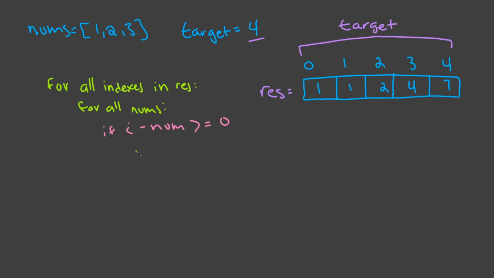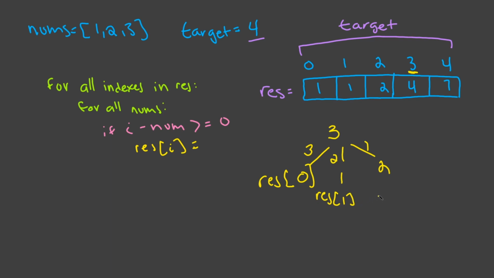So now that we have that, what do we want to do? Well, we know we want to update our results at our current iteration, but what do we want to update it to? Well, again, let's take a look at another example. So let's say we're at 3. At 3, if we do 3, 2, and 1, here we'll get 0, and here we'll get a 1, and here we'll get a 2. So we want to add the result at 0, result at 1, and result at 2.